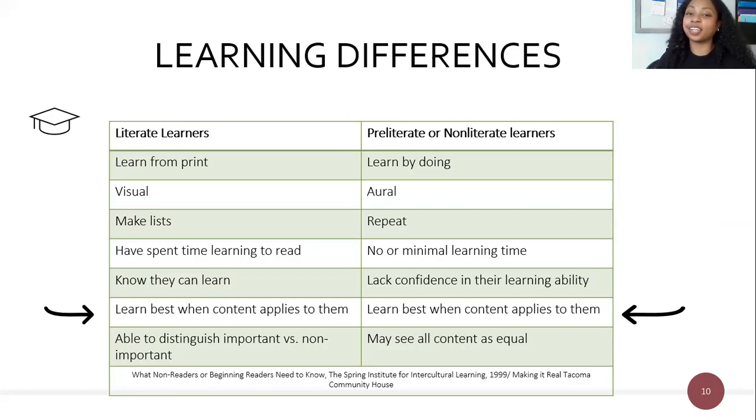Both sets of students learn best when content applies to them, but whereas literate learners may be able to distinguish between important and non-important information, pre-literate or non-literate learners might see all content as equal. So if you're working on a worksheet, you might have to be explicit as to where you want the students to concentrate: what information on that page is important, or on your screen if you're teaching virtually.